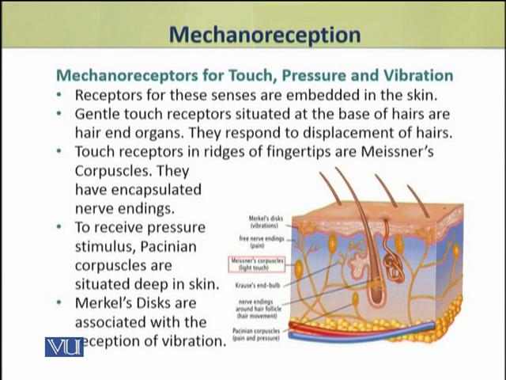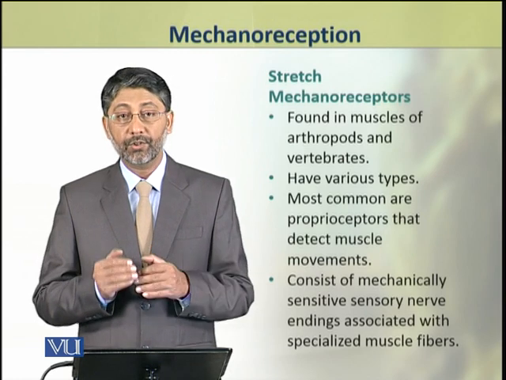Similarly, another type of touch receptors, which are called Meissner's corpuscles, are found in the ridges of fingertips. These Meissner's corpuscles have encapsulated nerve endings. Another type of receptor found in the skin is for the mechanoreception of pressure. These receptors are called Pacinian corpuscles, and they are situated deep in the skin. For the sense of vibration, another type of receptors found in the skin are called Merkel's discs. Now we shall discuss the stretch mechanoreceptors.